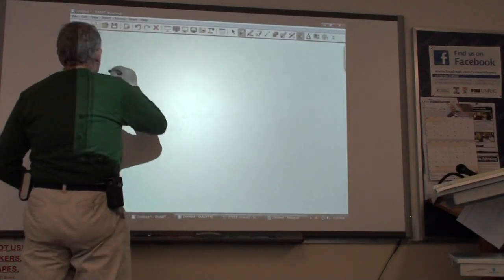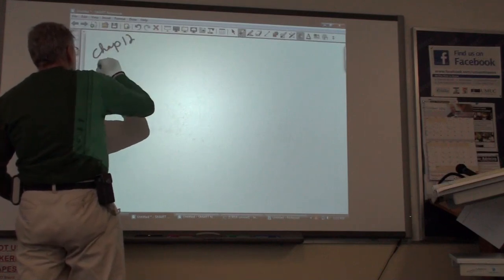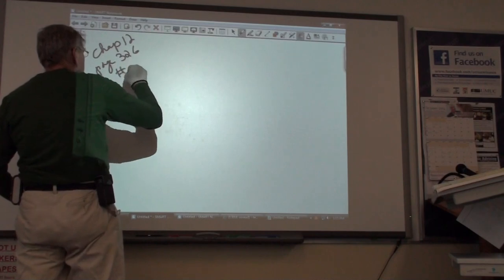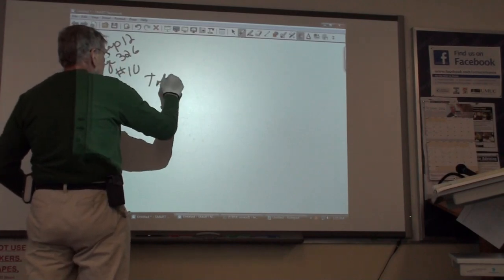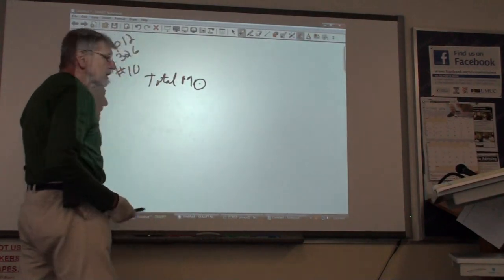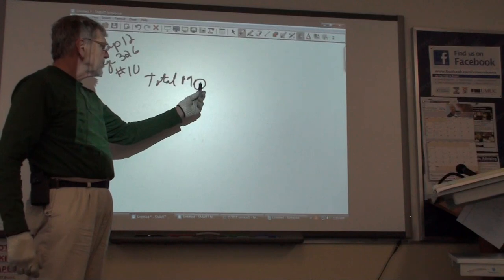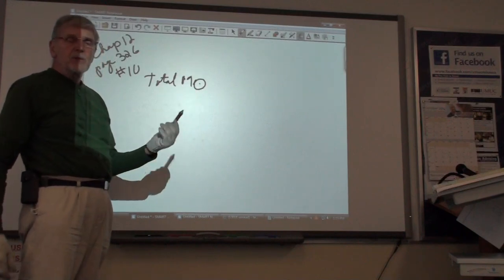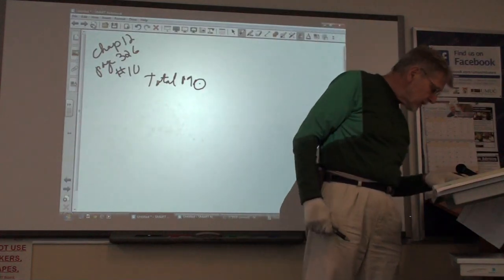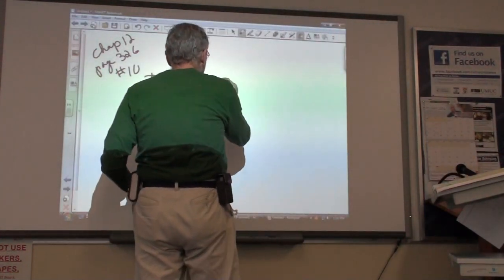First, remind yourselves that we're doing chapter 12, page 326 now, number 10. So the total mass of the sun, and what we do is use the astronomy nomenclature here. A circle with a dot in it pertains to a solar property. So 1 solar mass is equal to 2 times 10 to the 30th kilograms.